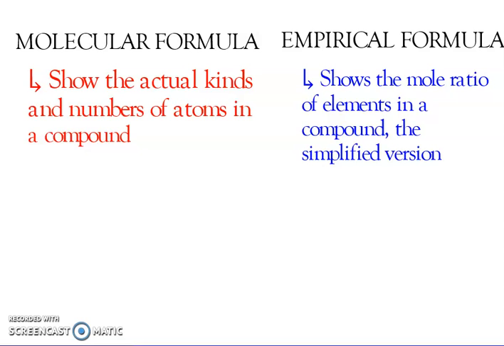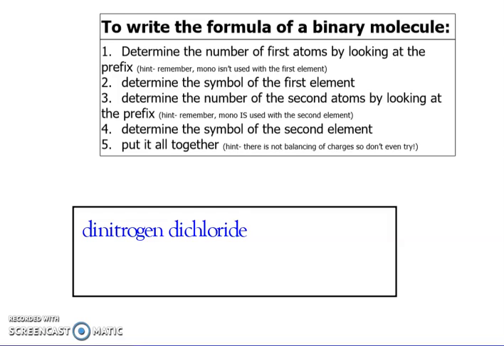So we're looking for the molecular formulas because these are covalently bonded compounds. They are molecules, so we're going to show the actual kinds of atoms and the numbers of those atoms in the compound. So the first one we're going to look at is dinitrogen dichloride.